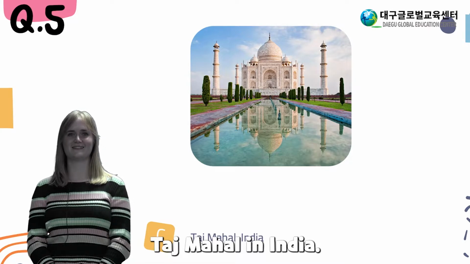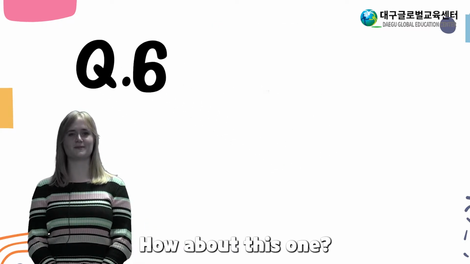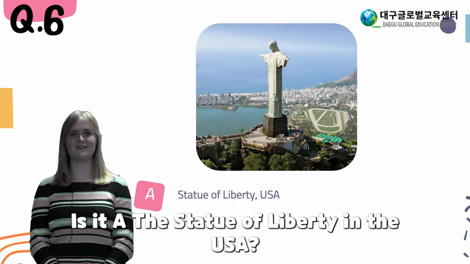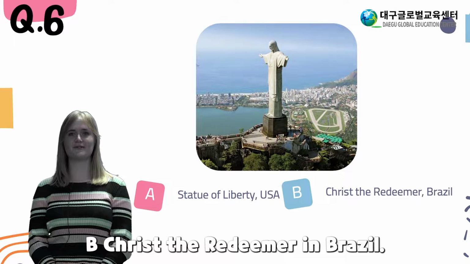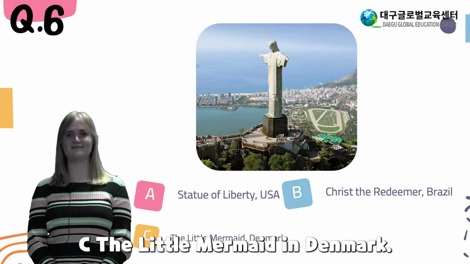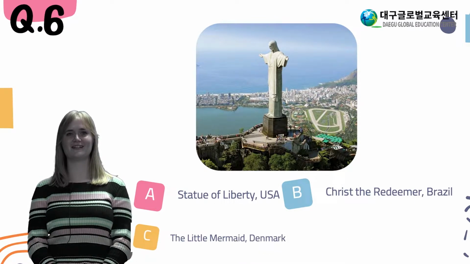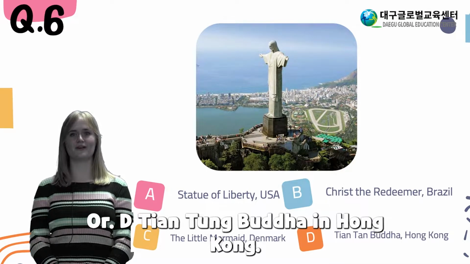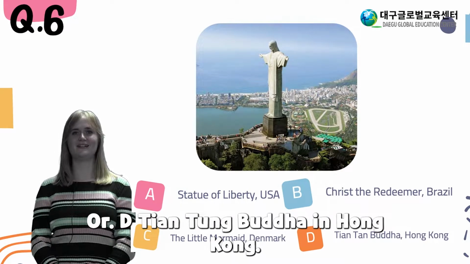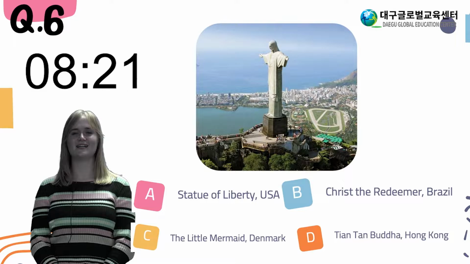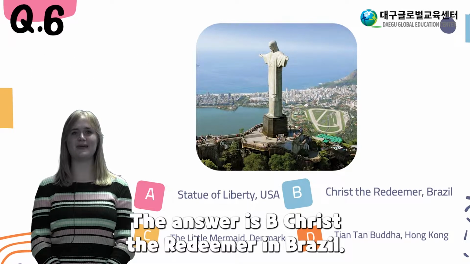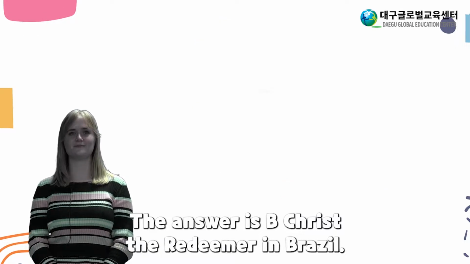How about this one? Is it A, the Statue of Liberty in the USA? B, Christ the Redeemer in Brazil? C, the Little Mermaid in Denmark? Or D, Tiantan Buddha in Hong Kong? The answer is B, Christ the Redeemer in Brazil.